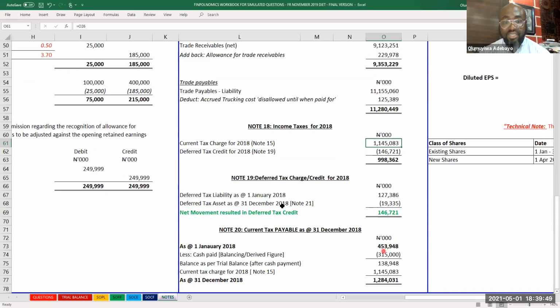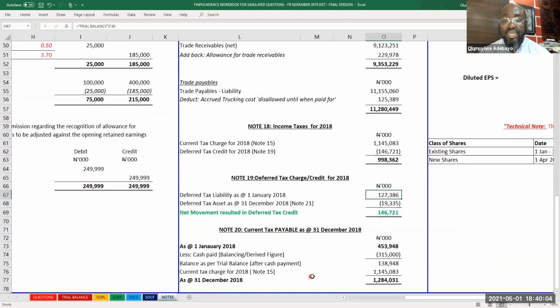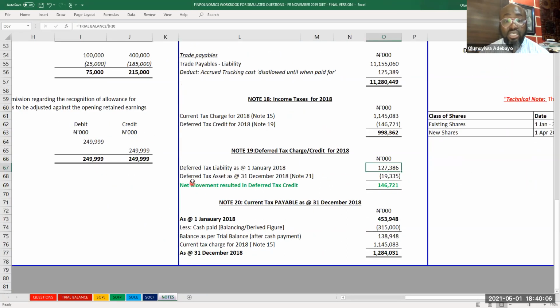Okay, deferred tax is the next thing we want to get. Now, remember our deferred tax. We are given our deferred tax liability as at the beginning of the year, which was for last year, 127 million. How do you have 127 million? If you come to your trial balance, you have it here. Deferred tax liability, 127 million. Now, in the current year, what's our deferred tax liability? And we have deferred tax assets in the current year to be 19. How do you arrive at 19?